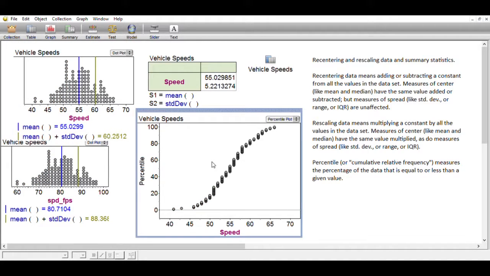One last note, Q1, the first quartile, is also at the 25th percentile. Q3, the third quartile, is at the 75th percentile, and hopefully, obviously, Q2, the median, is at the 50th percentile. And that's that.